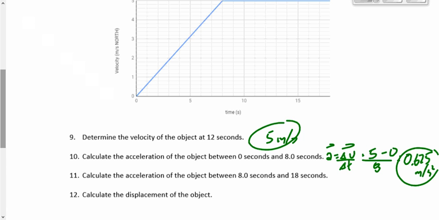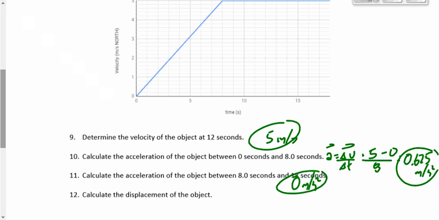The acceleration between 8 and 18 seconds. What is it? 0. Did you show any work for that? Do you need to? No, we know it's 0 because it's a flat line on a v versus t graph. If you did a equals delta v over delta t, the final velocity would be 5, the initial velocity would be 5, and 5 minus 5 over the time is 0. There's no need of showing any work if you know that it's 0.